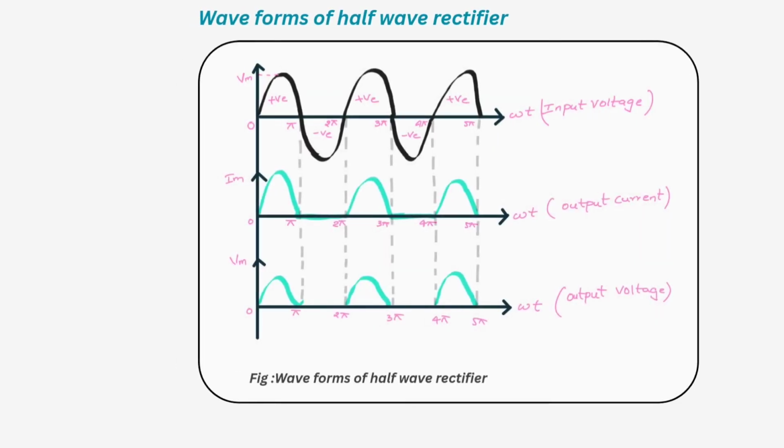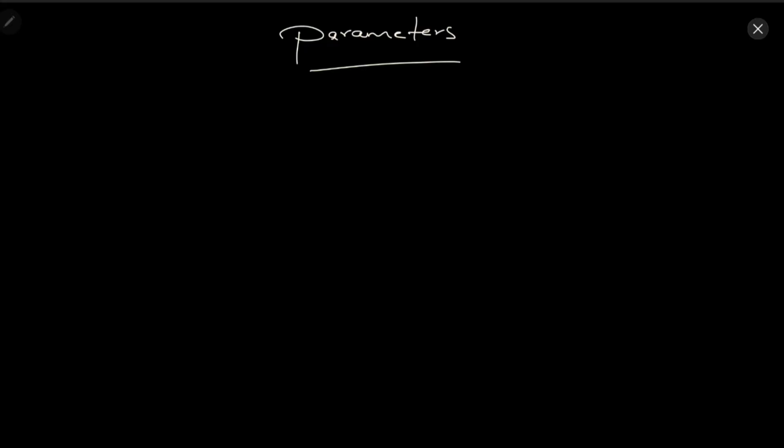See here, these are the waveforms of the half wave rectifier. It will conduct under the positive half cycle. Now we will see the parameters of the half wave rectifier. First we will see the average value.